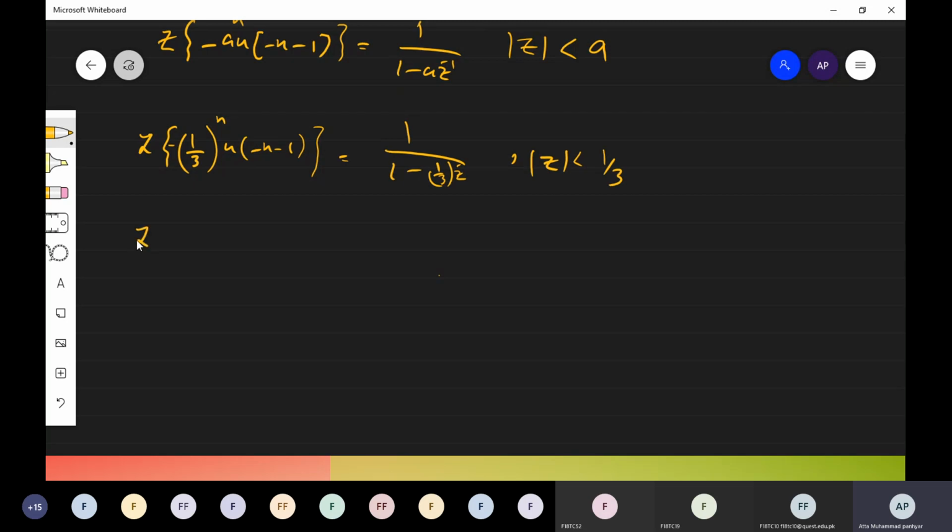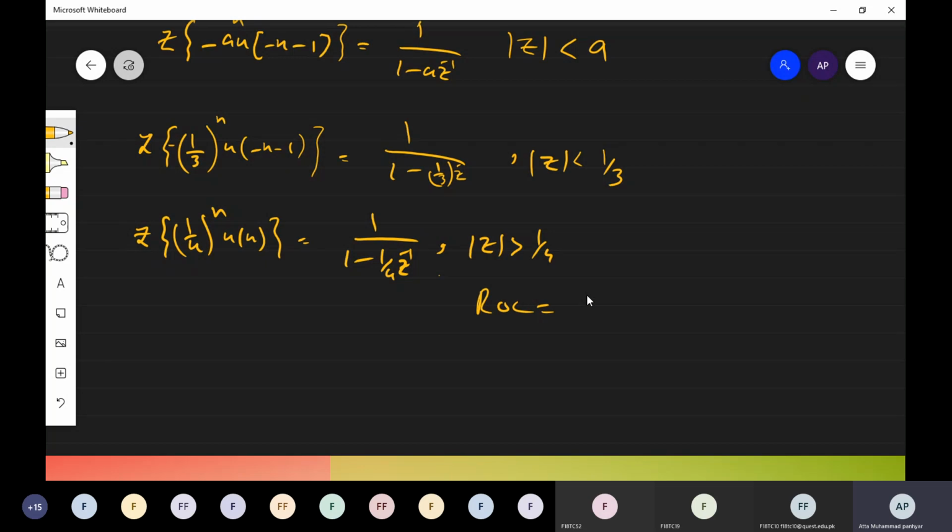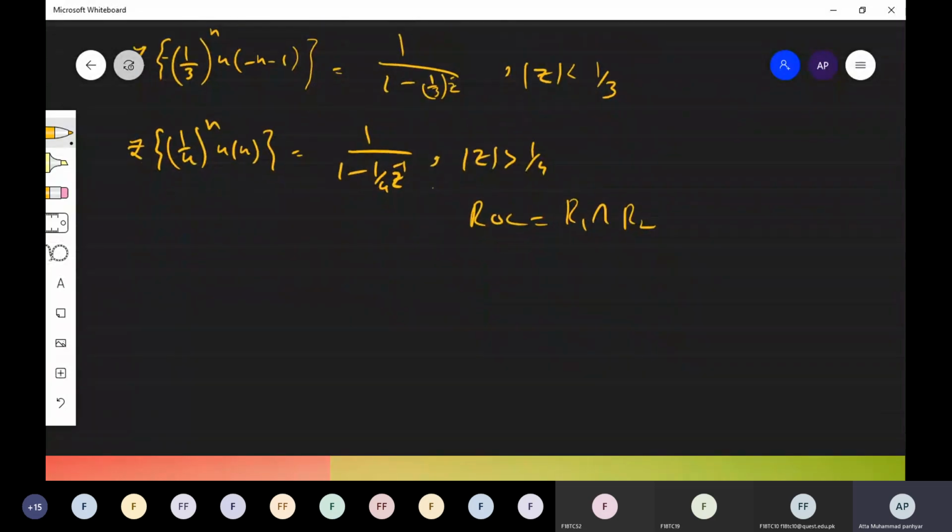And we can use the same sequence (1/4)^n u[n], that is equal to 1 upon 1 minus 1/4 z^-1, given that |z| must be greater than 1/4. So our region of convergence is R1 intersection R2. So that must be equal to 1/4 < |z| < 1/3. What I mean is, let me draw and tell you what I mean from here.